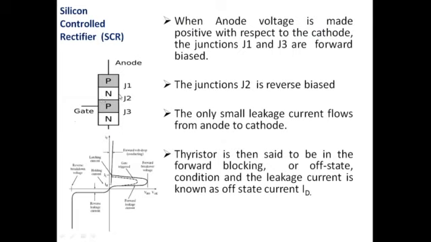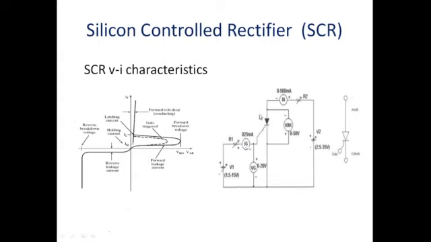Now a wider depletion region is created here, so this junction is acting like a reverse biased diode junction. So I can say that J2 is reverse biased because of the applied voltage, because we have made the anode more positive than the cathode. Why? We have connected the anode to positive potential and the cathode to negative potential.